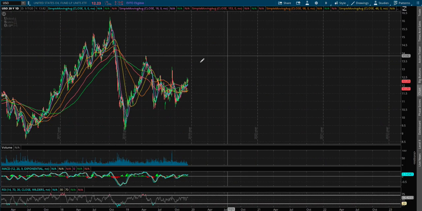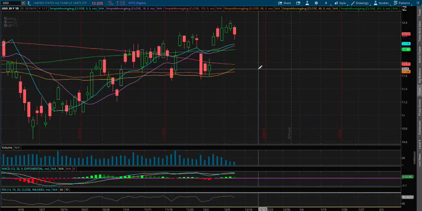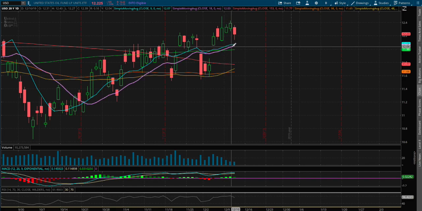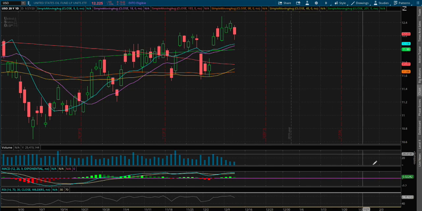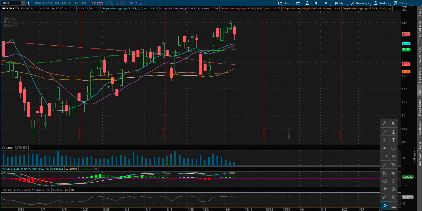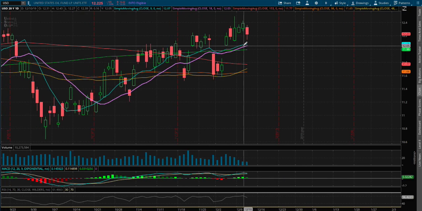If we expand out to the daily chart, we found that 50 moving average also coincides with the 9-day moving average, this blue line, as well as the 18-day moving average. So I do find that as our immediate support, which is around the price of $12.05. So let's mark that as our first immediate support.